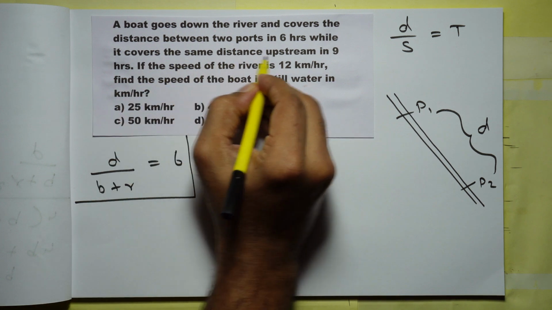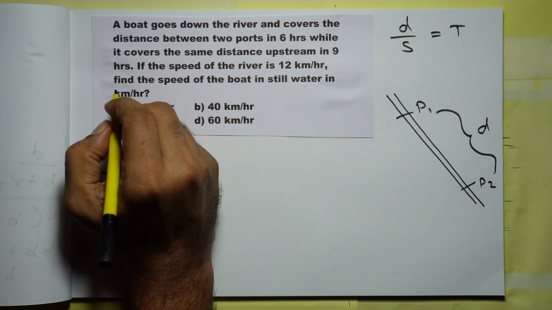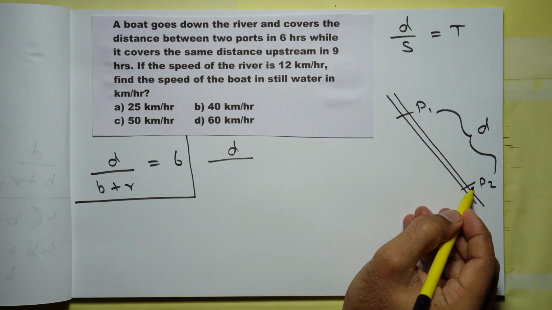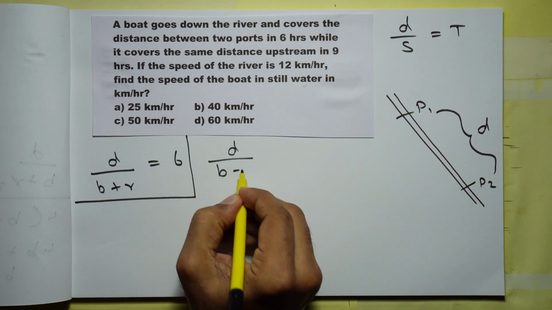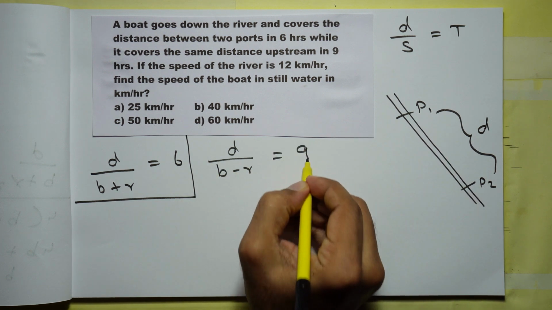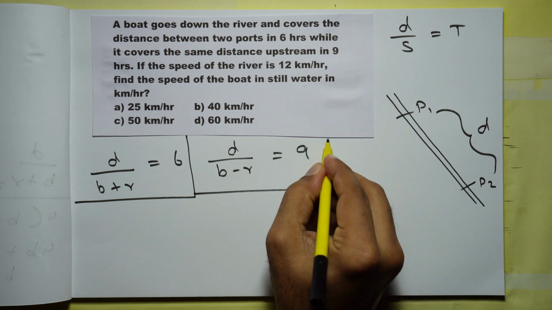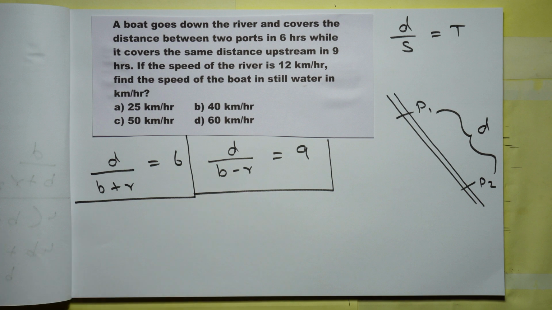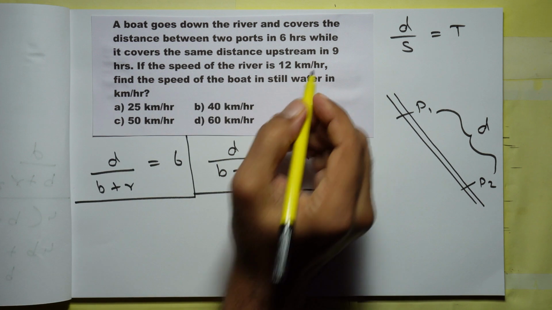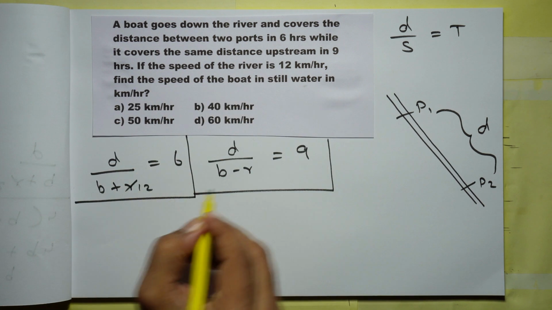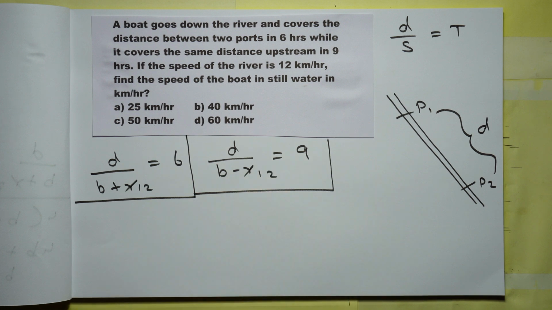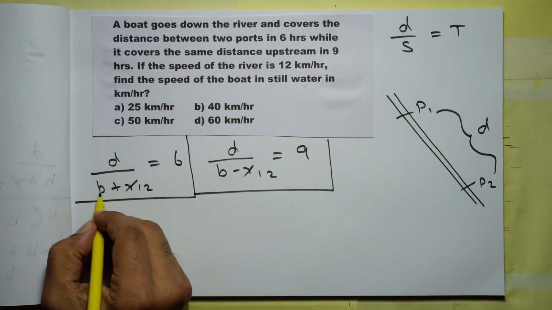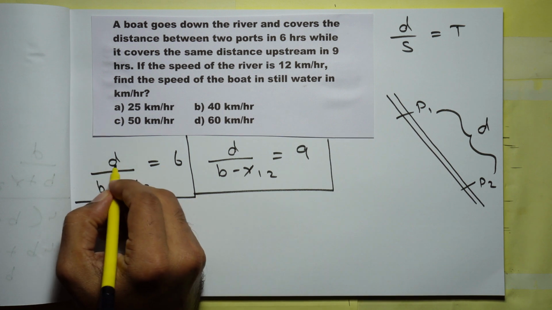While it covers the same distance upstream in 9 hours. Whether you are downstreaming or upstreaming, distance is same, and when you are upstreaming, effective velocity is b minus r, and it takes a longer time, 9 hours. So this is the equation for upstreaming, effective velocity b minus r. Speed of the river is 12, so here r is equal to 12, here also r is equal to 12. Now we need to find the speed of the boat in still water. B is what we need to find out, so we'll eliminate d.